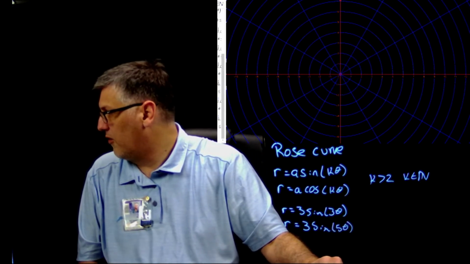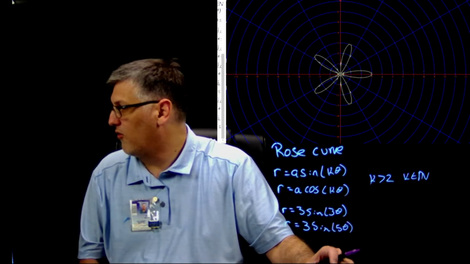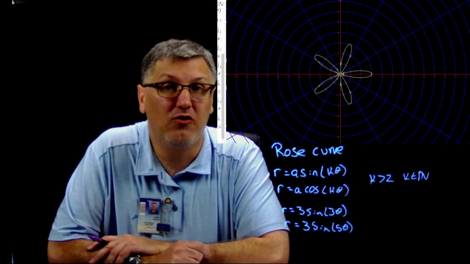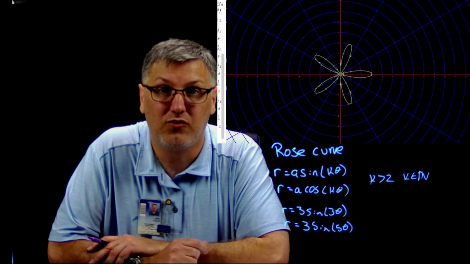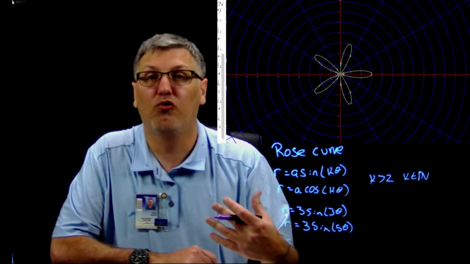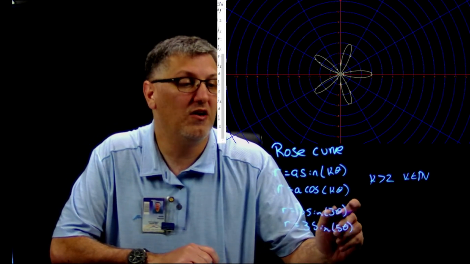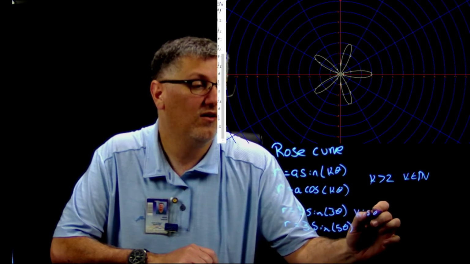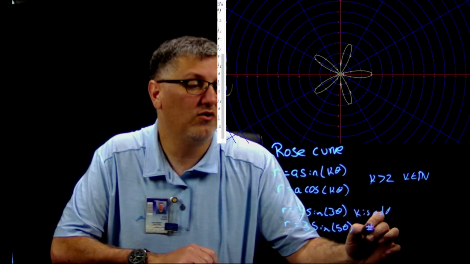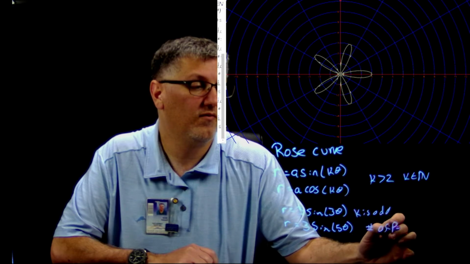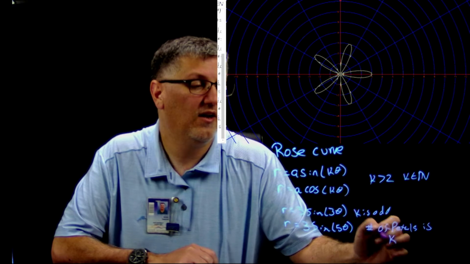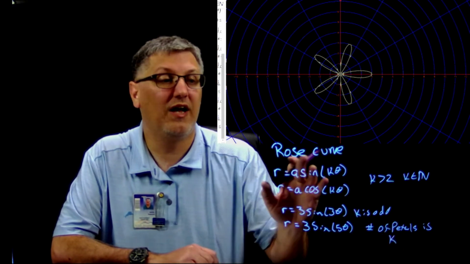So let me click this one off, and here is the one with r equals 3 sine of 5 theta. If you count the number of petals on here, you have exactly 5 petals. Well, this is always going to hold true when k is an odd number. So when your k is odd, your number of petals is k.